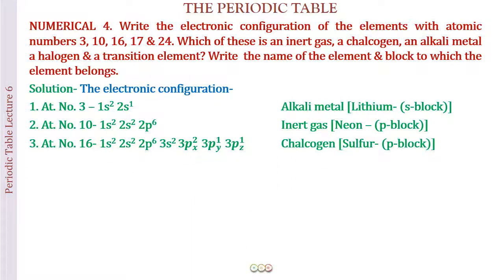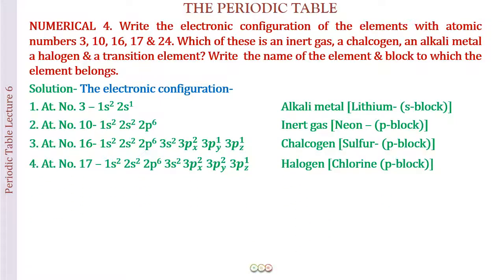Then we have 16, so this is going to have the electronic configuration 3s2, 3p2x, 3py1 and 3pz1. So here this is a third period P block element, and then we have 4 p subshell electrons. So this means 12 plus 4, that means 16th group. 16th group is the oxygen family or the chalcogens, and the element is going to be sulfur.